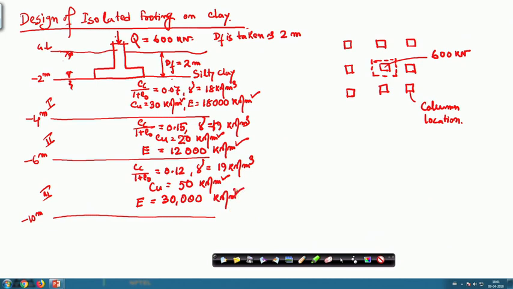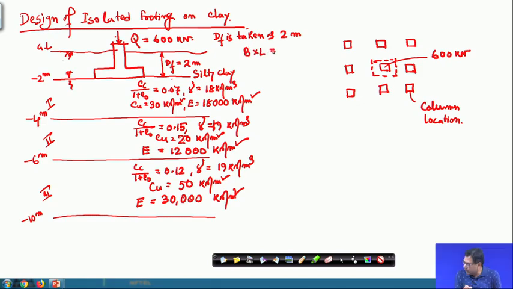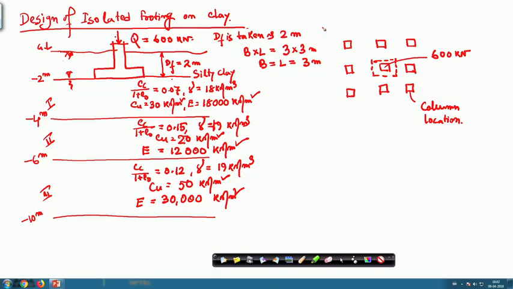Okay. So, here I have decided for the first trial that I will take Df as 2 meter, and the dimension of the isolated footing is taken as 3 cross 3 meters. So, it is a square footing where B is equal to L equal to 3 meter. Okay. So, this is trial 1. Let us see whether it is safe or not. So, these 3 are assumed values.